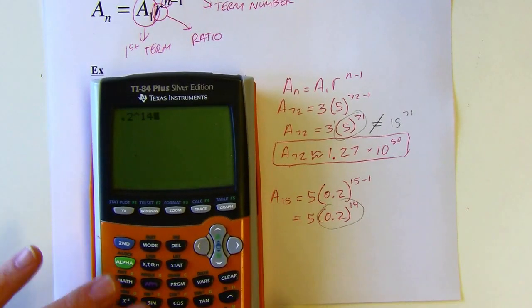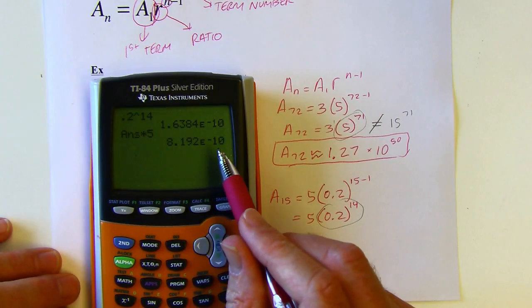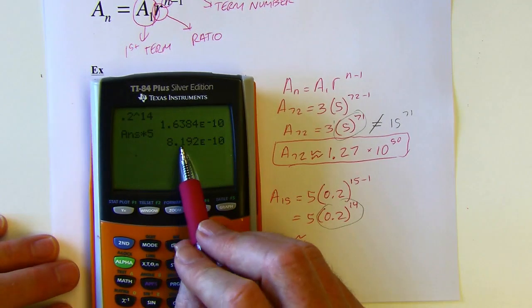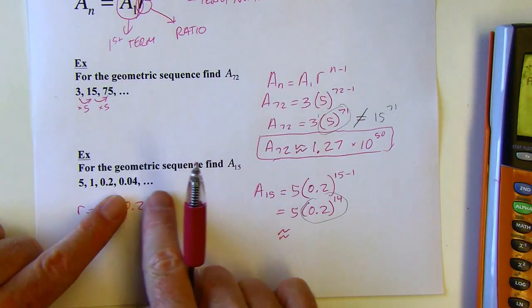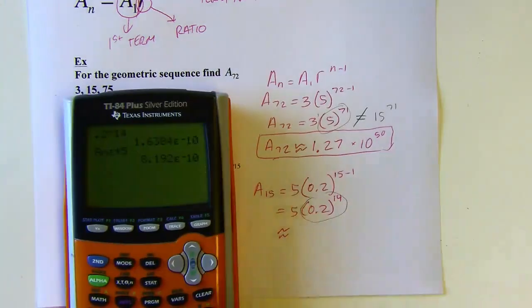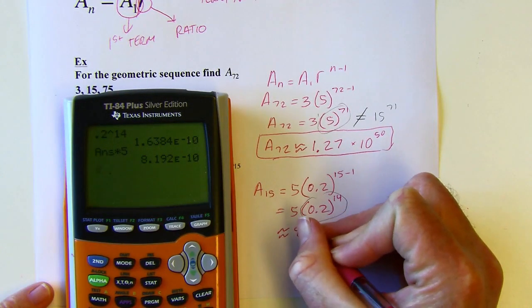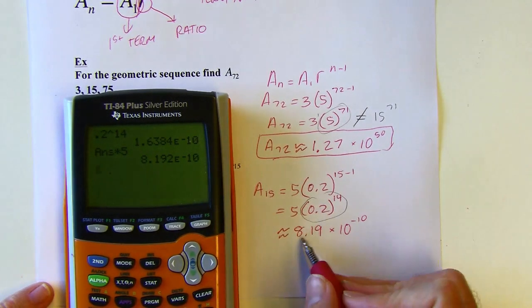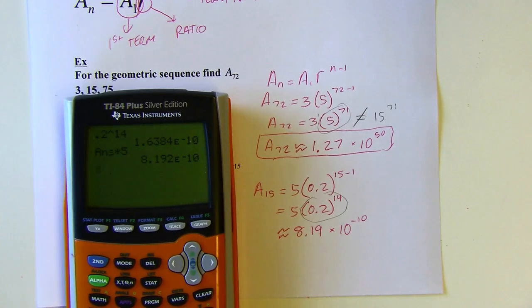0.2 to the 14th. Okay, and then I will multiply that by 5. And this is in scientific notation, so heads up for that always on these problems. So this means the decimal is moved 10 spots to the left. So this is a very small number, which kind of makes sense because you can see these numbers are getting small pretty quickly, right? So I'll call this roughly 8.19 times 10 to the negative 10th. So that would move that decimal to the left. So 0.000 with 9 zeros after the decimal, then 819, the rest of it. Okay.